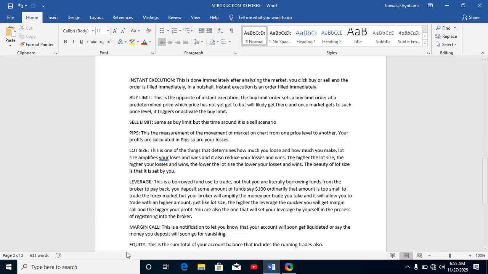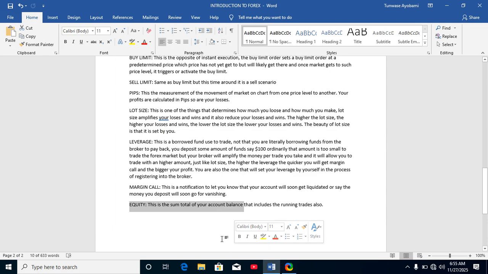So lastly, equity. What is equity? Equity is simply the sum total of your account balance, including your trades that are running. Let me explain. Let's say, for instance, you deposit $100. That $100 you deposit is your equity. You've not taken any trade. That is still your equity.